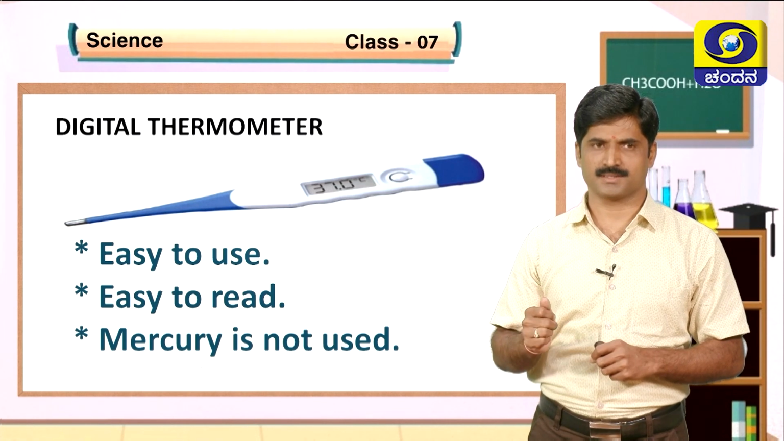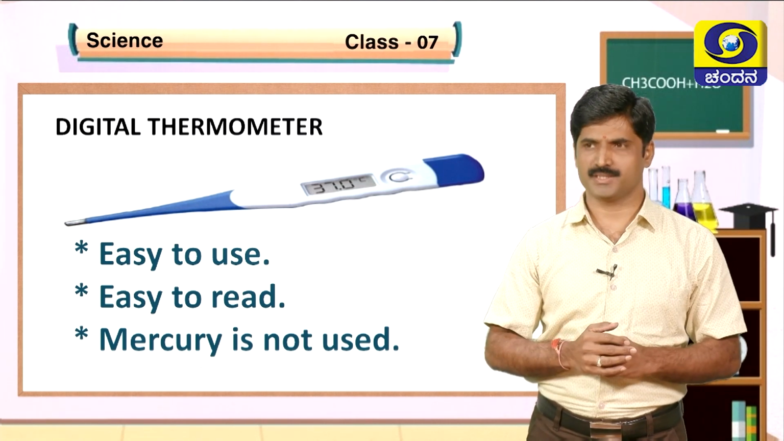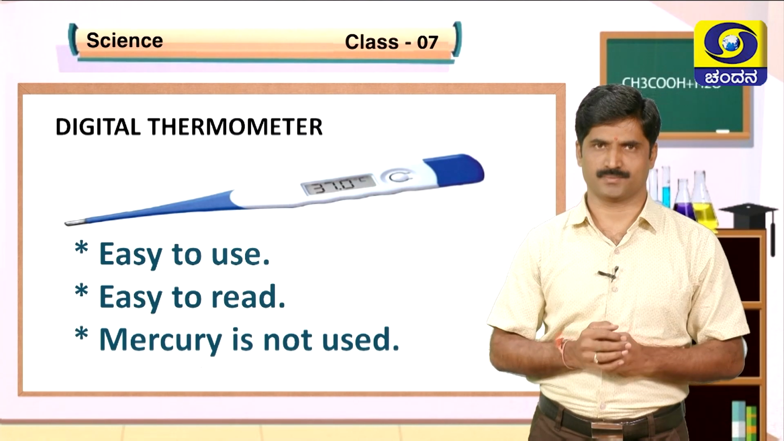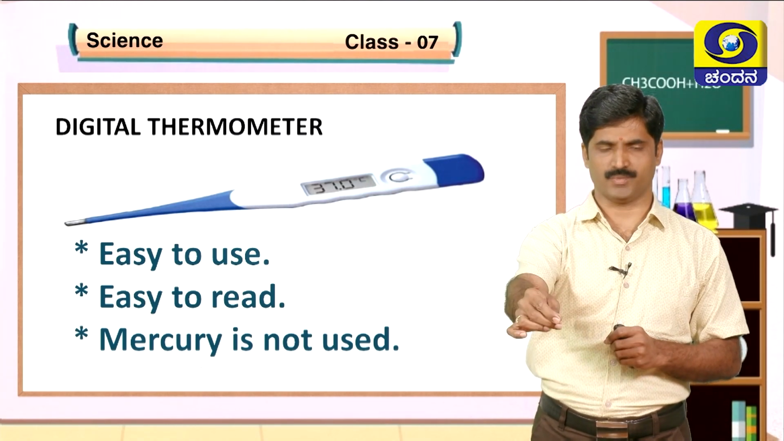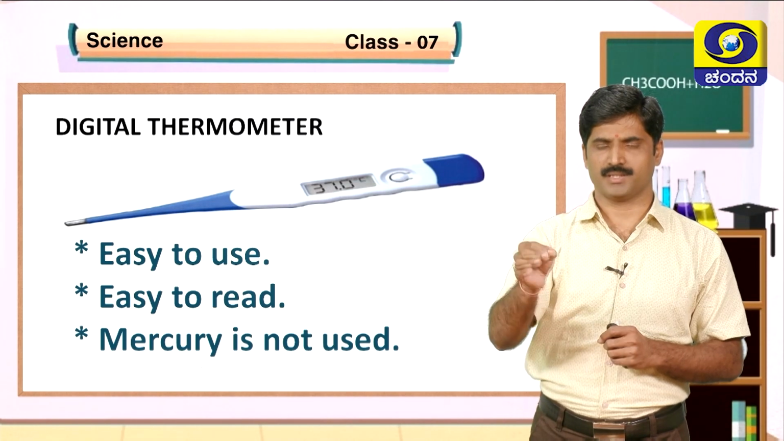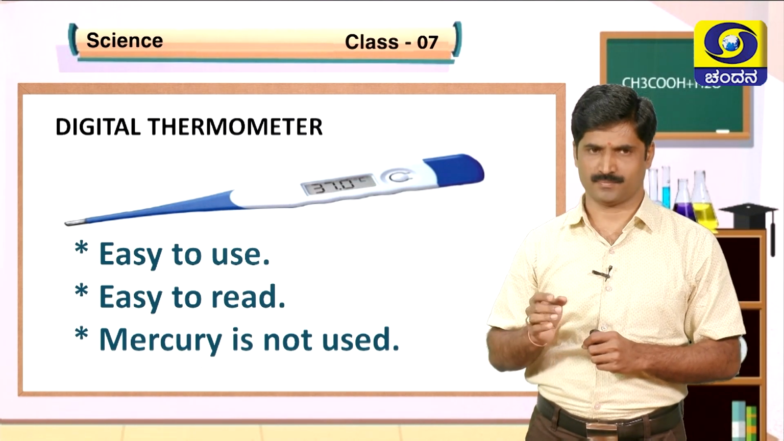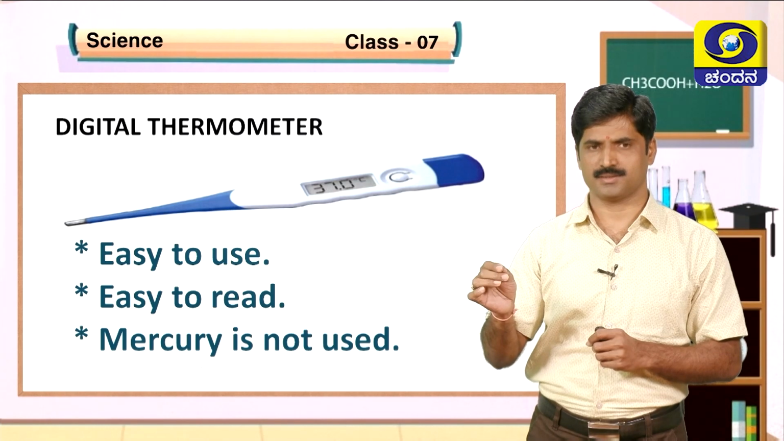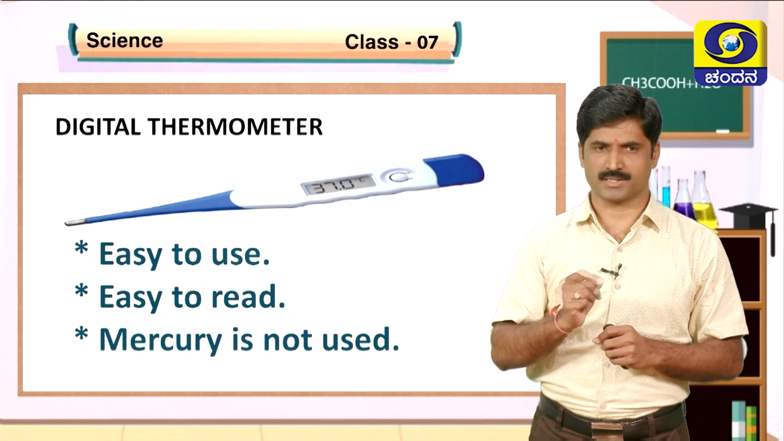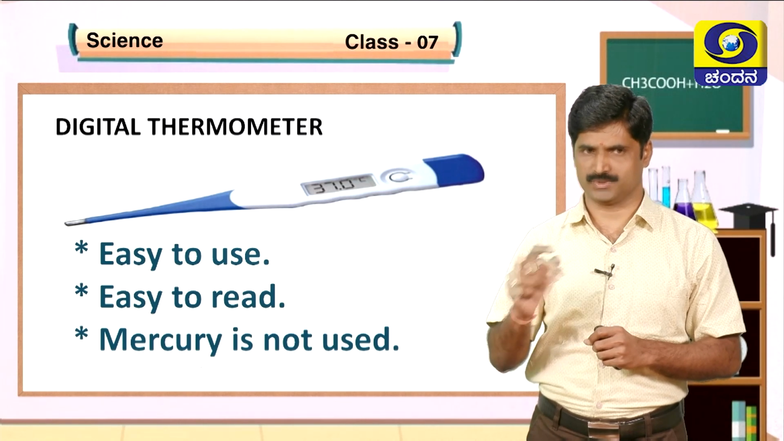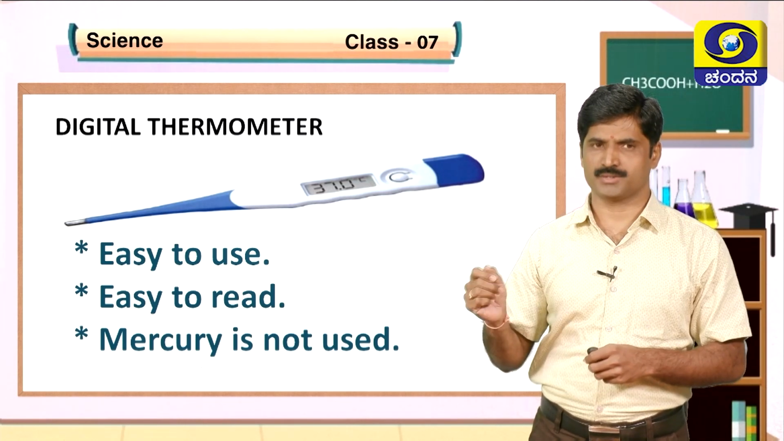This one is digital thermometer. It is very easy to use. Just press the button and keep the thermometer. After some time, it will make a sound and show the temperature. Very easy to use. And another good thing is mercury is not used. Let us watch a video about digital thermometer.